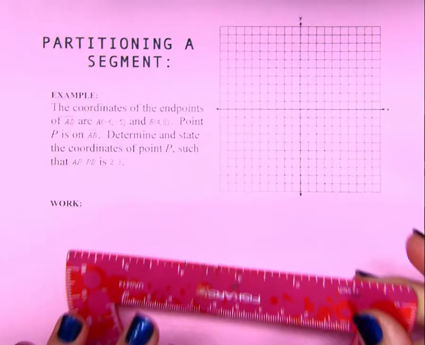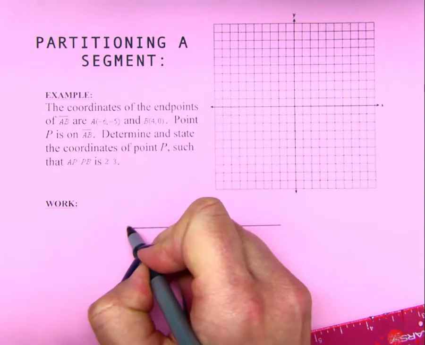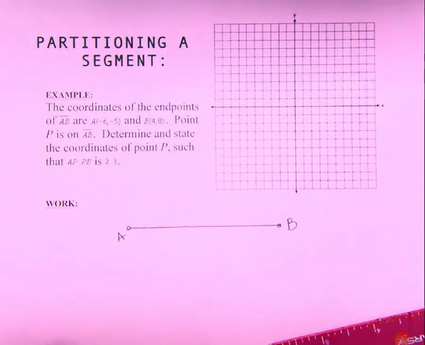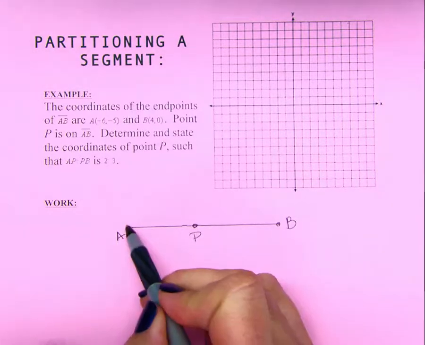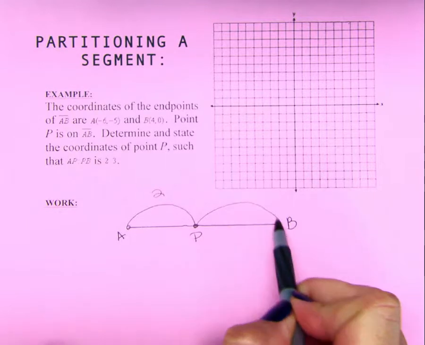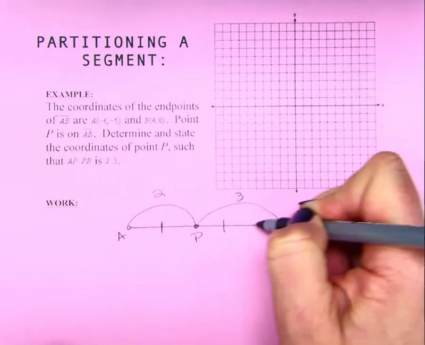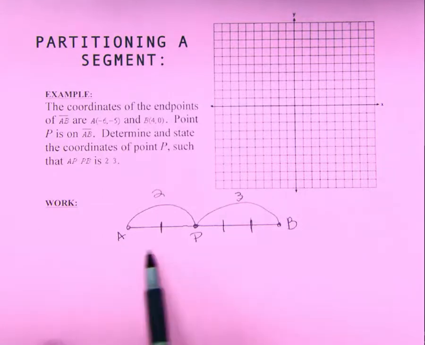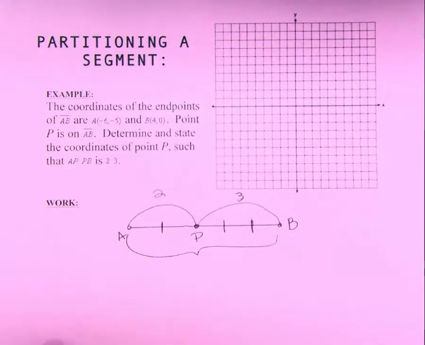So let's just talk about something before we get into actually solving the problem. If I have this line segment AB and I put point P on it somewhere so that AP to PB is in the ratio of 2 to 3, what that really means is that I've taken this entire line segment AB and broken it up into 5 equal sections. There are 2 of those equal sections over here, and there are 3 of those equal sections over here, but in all, altogether, there are 5 equal sections.